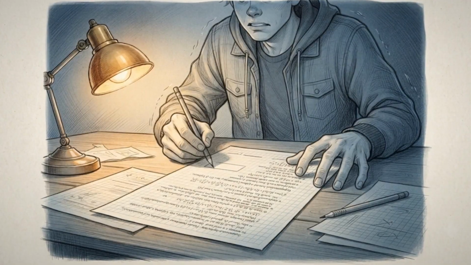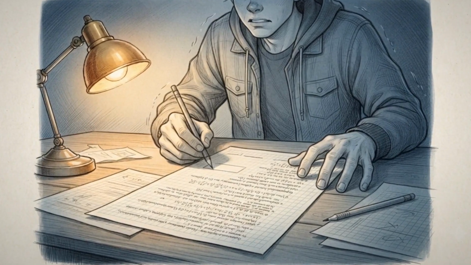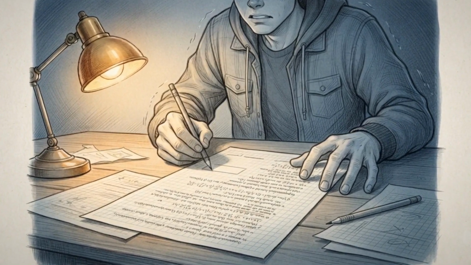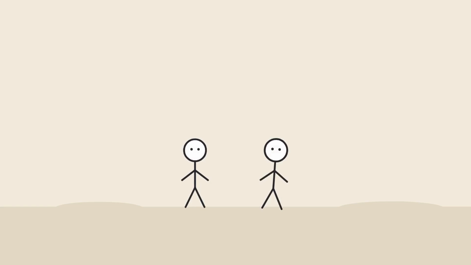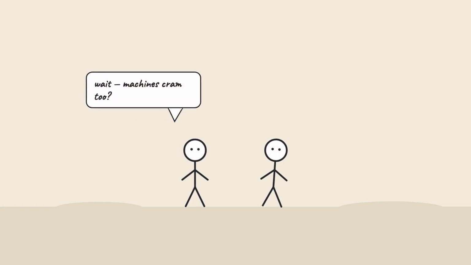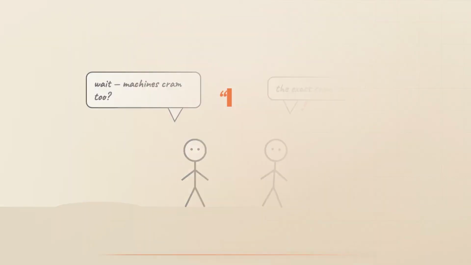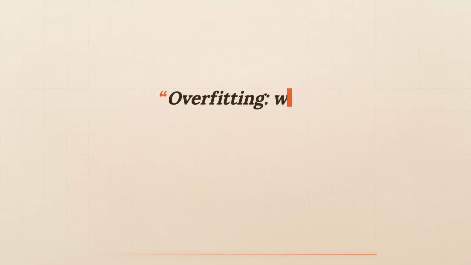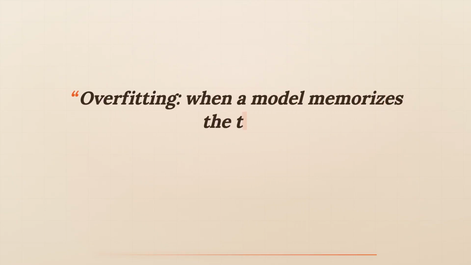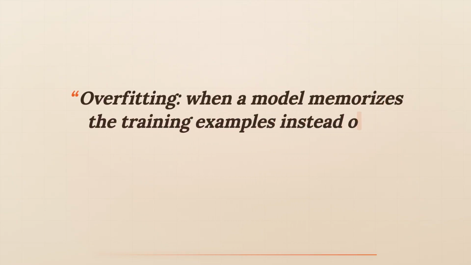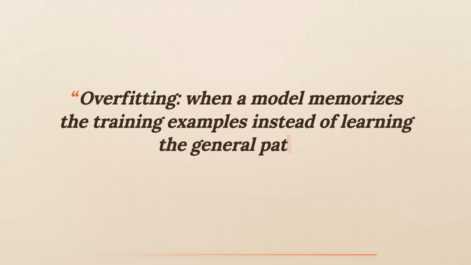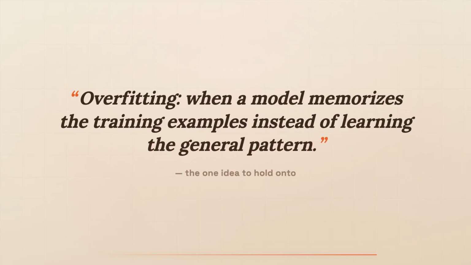Then the real exam lands on the desk, and the questions are all different. Same topic, new wording. And they freeze. They crash. Because they never understood anything, they just memorized. Here's the wild part. Machines do the exact same thing. It's called overfitting, and it's one of the most important words in all of machine learning. Overfitting is when a model memorizes the training examples instead of learning the general pattern.